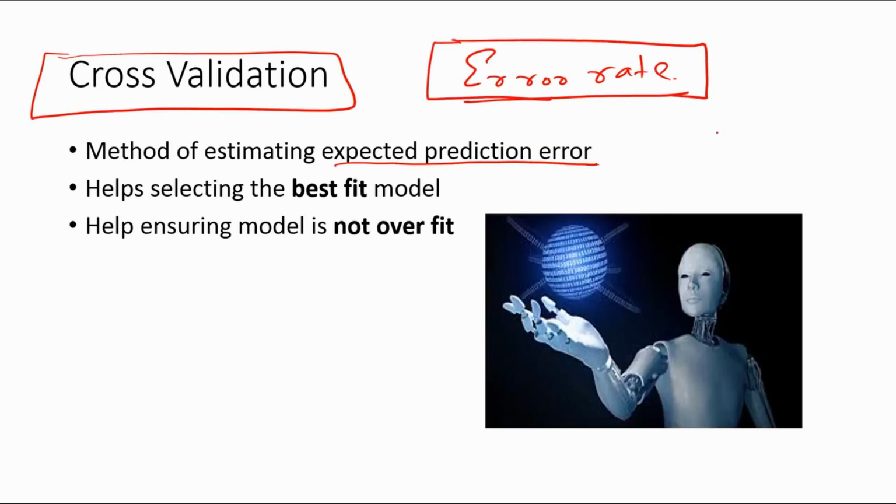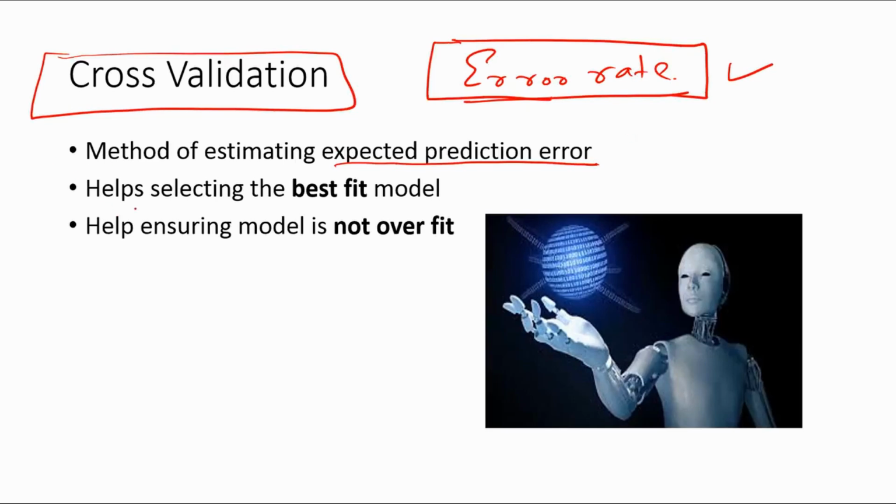Now, once you are ready with your final model, all you need to know is what is going to be the error rate once the model gets implemented. If the error rate is low, then you have built a good model. If the error rate is quite high, then you haven't been able to build a good model. So cross-validation is one method in which you will be able to know the performance of your model even before you have implemented it.